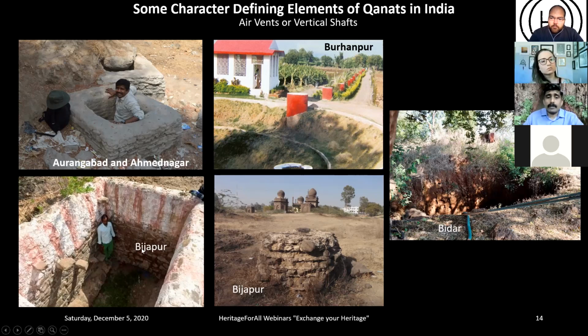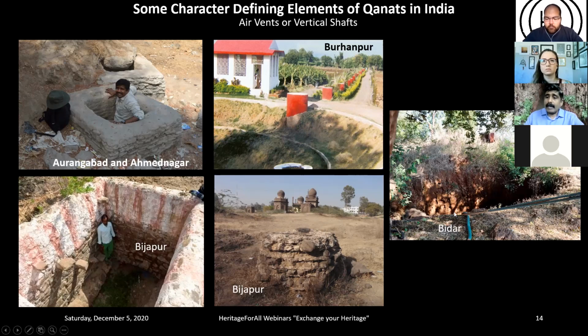So in Bijapur, you will find two different kinds of air vents. One is the air vent for shallow aqueducts or shallow Qanats, where the water is carried from the surface water body to the main Qanat system. And the main Qanat system has an enclosed air vent. Some of these are completely enclosed with a dome, so that the dust and the sand do not fall into it. And it is opened whenever it's required for cleaning.